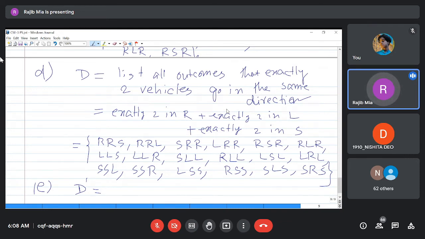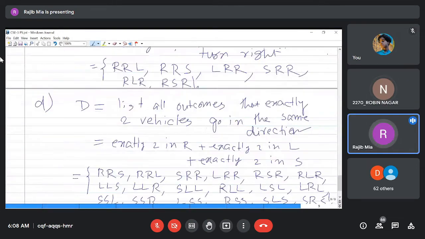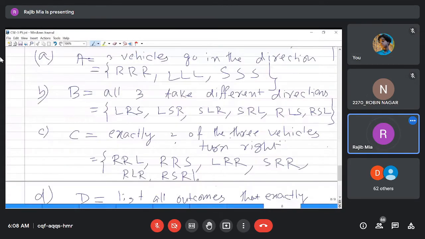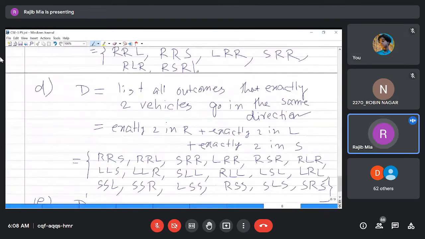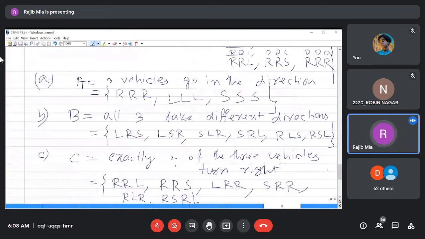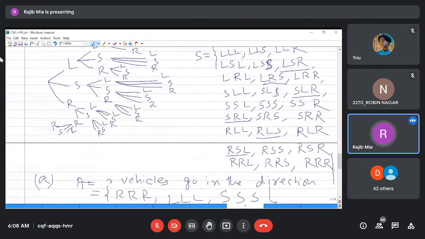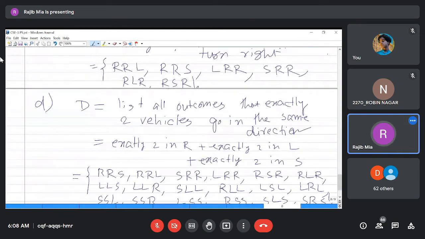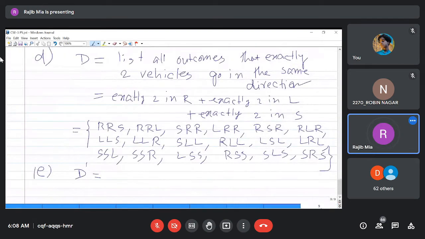Because in D, total number of outcomes is 18 and total outcomes in the sample space is 27. So D complement means just remove these outcomes which are present in D from S. Then the remaining is only 9 outcomes. So total outcomes in D complement will be 9. So except these outcomes in D, just write the remaining outcomes from S.